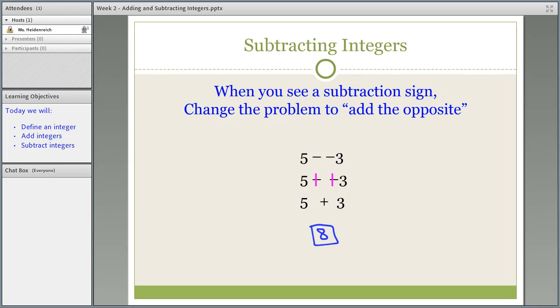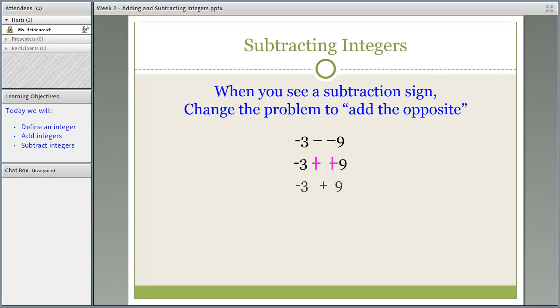Okay, let's try one more of these like this. And that is negative 3 minus negative 9. This one's kind of like the first one, the one we just did. This symbol here is a subtraction symbol, right? And that's the one that I want to turn into an adding symbol. Okay, so I'm going to change that to adding, and then I'm going to add the opposite of negative 9, which is a positive 9. So add the opposite of negative 9.